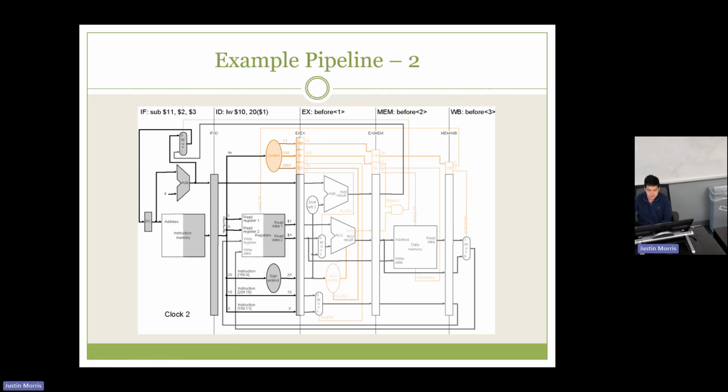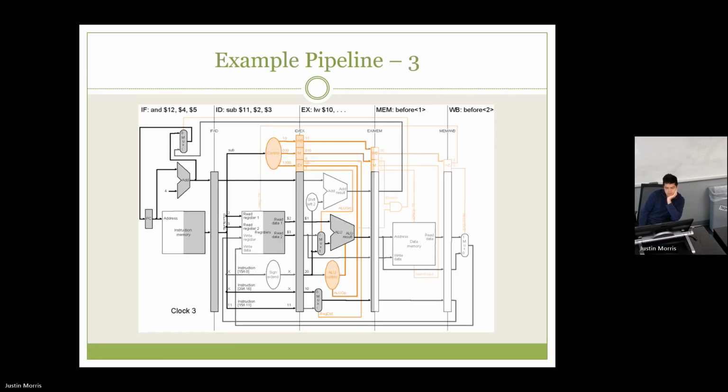Third cycle, what does the load word do? Goes to execute. And what does the sub do? Goes to the decode. And then what does fetch do? Fetches the next instruction. What about memory? What about write back? Still nothing, right? So here is the load word in execute, sub in decode, and we're fetching the and instruction. And then next cycle.